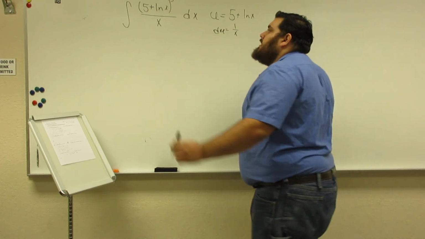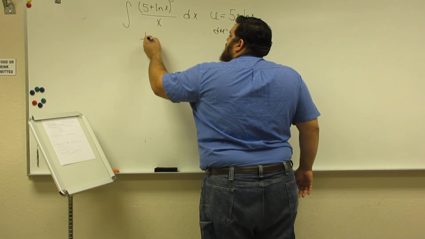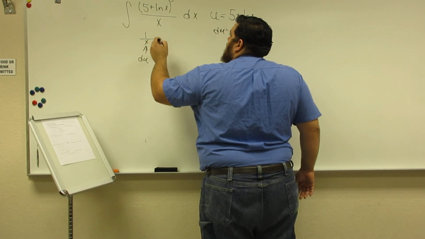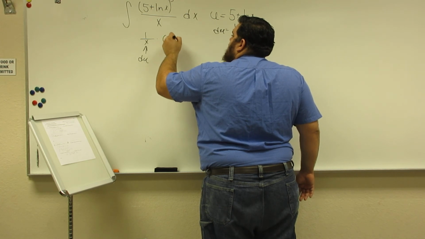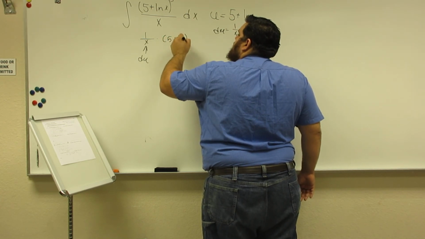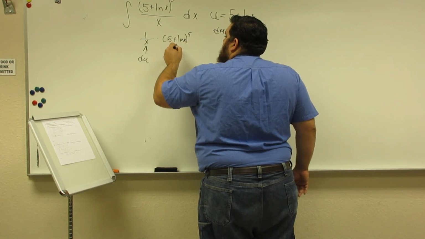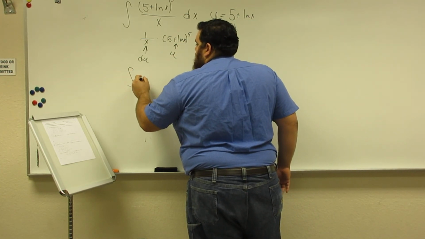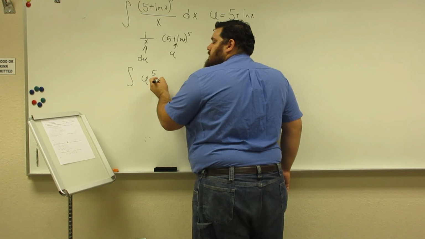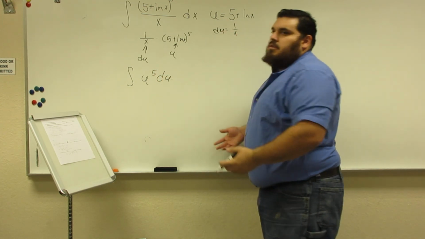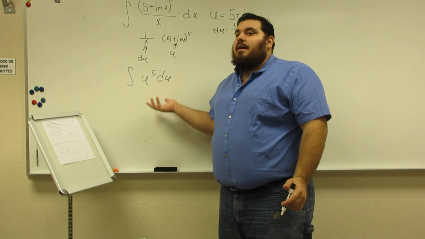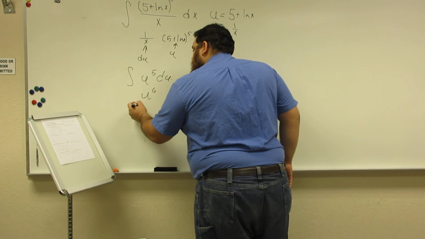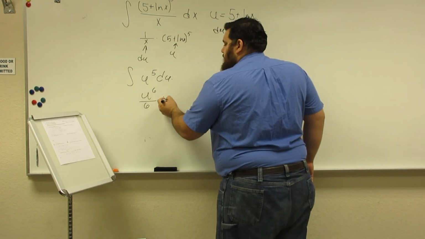As we look at the problem, we can see that what we really have is 1 over x, which is our du value, being multiplied by (5 plus ln of x) raised to the 5th power, which in here is our u value. So then this becomes the integration of u to the 5th du. Now, we have a basic integration rule that we can apply to this, which is the power rule, giving us u to the 6th over 6 plus c.